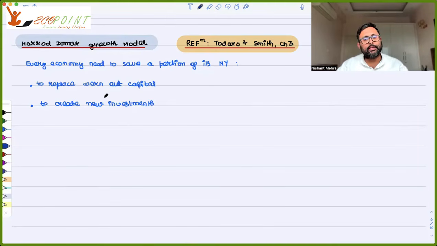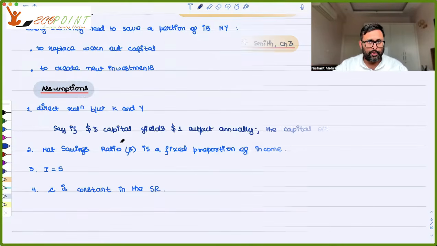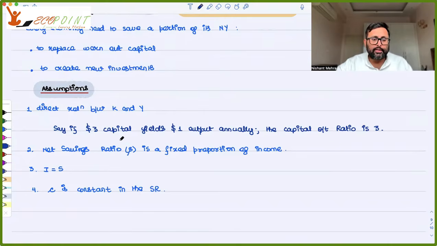Why are new investments needed? To have growth in the economy. This is going to add to the growth in the economy. There are certain assumptions of the model. One of the assumptions is that there is a direct relationship between the capital stock and the national output.